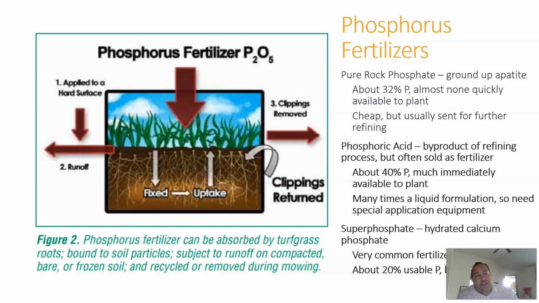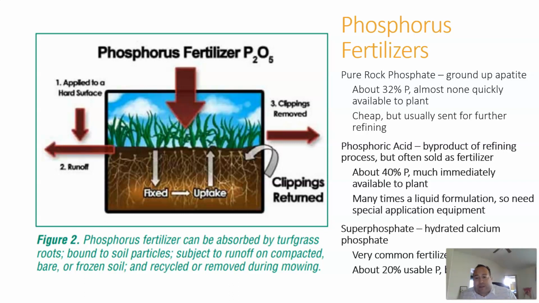So, some phosphorus fertilizers. You can get pure rock phosphate, which is that ground up apatite. It's about 32% phosphorus, but pretty much none of it is quickly available to the plant. It's a cheap fertilizer, but usually you have to do further refining to make it useful. Phosphoric acid is another one. It's a byproduct of the refining process, but it can be a fertilizer itself.